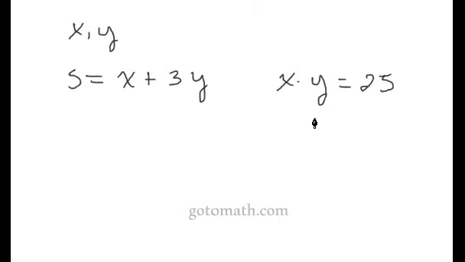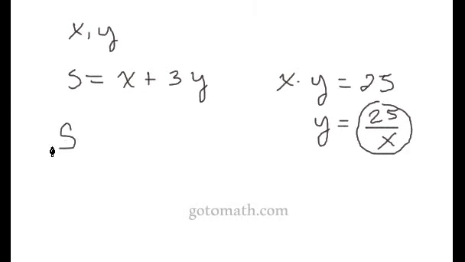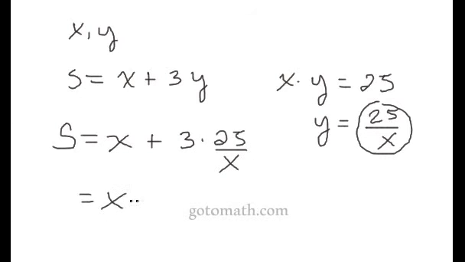Now remember, what we're going to want to do here is we can either solve for x or y in this problem, but I'm going to go ahead and solve for x. Now we're going to take this and plug it in for the y right here. So this s represents sum. You can call it anything you want. Alright, and 3 times, and of course our y is 25 over x, and of course we can actually rewrite this as x plus 75 over x. That's our sum.